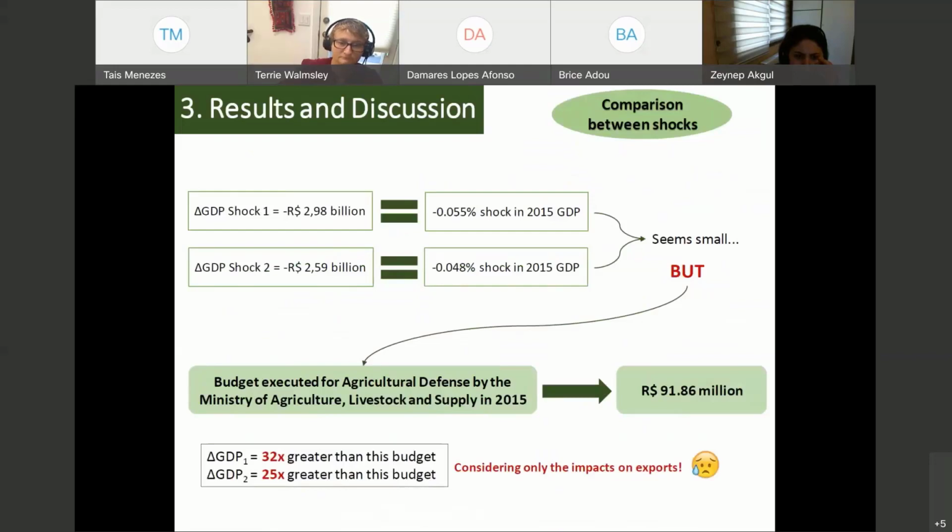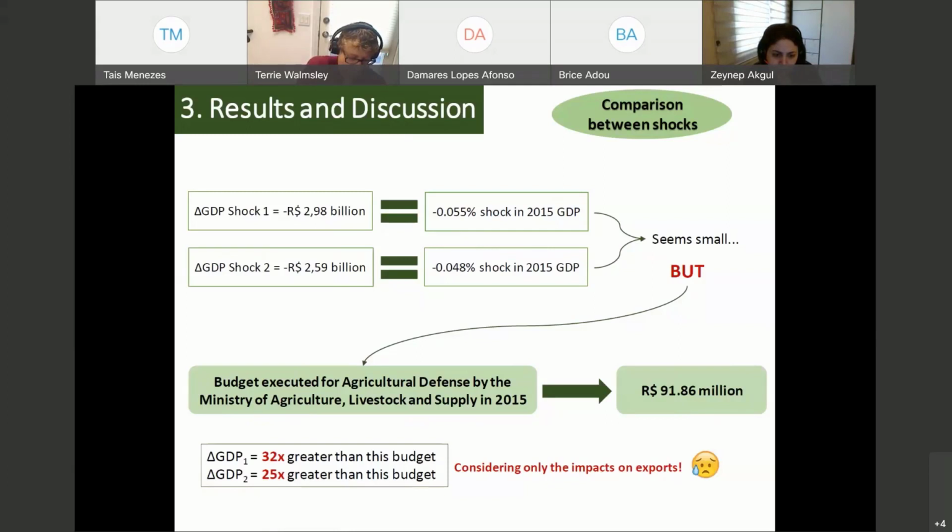The reduction in GDP caused by the shock seems small compared to the greatness of Brazil's economy. However, making a comparison with the budget executed for agricultural defense in 2015, it is possible to more fully assess the dimension of the shocks proposed in this study. In 2015, the Ministry of Agriculture, Livestock and Supply spent approximately 91.8 million on activities related to agricultural defense. The variation in GDP caused by shock 1 is 32 times greater than this budget.